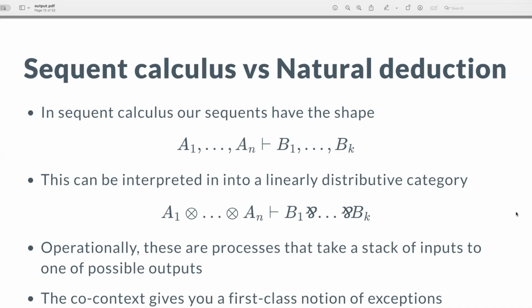And importantly, operationally, the intuition is that you have a process which takes a stack of inputs and outputs one of the many possible outputs. So this is conjunctive, and this is disjunctive. The disjunction is closer to classical disjunction, so it can support backtracking, and it can support a notion of first-class exceptions.